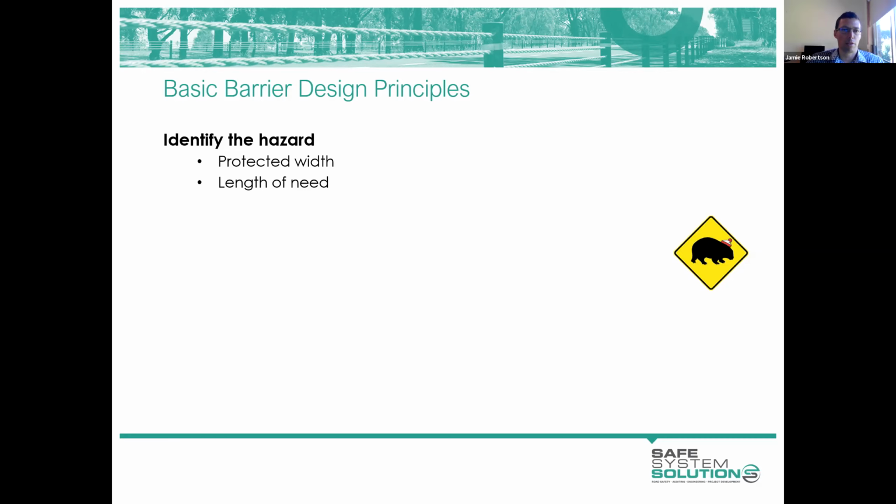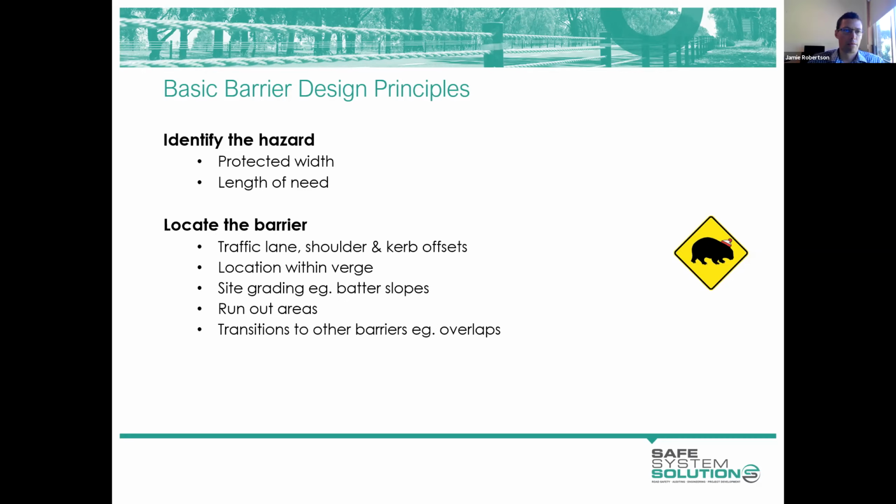Once we've identified where the hazard is, we can think about how long a barrier would need to be to effectively shield it. Hand in hand is where that barrier is located in relation to the road. The closer a barrier is to the object or the hazard, the shorter it needs to be to effectively shield it.